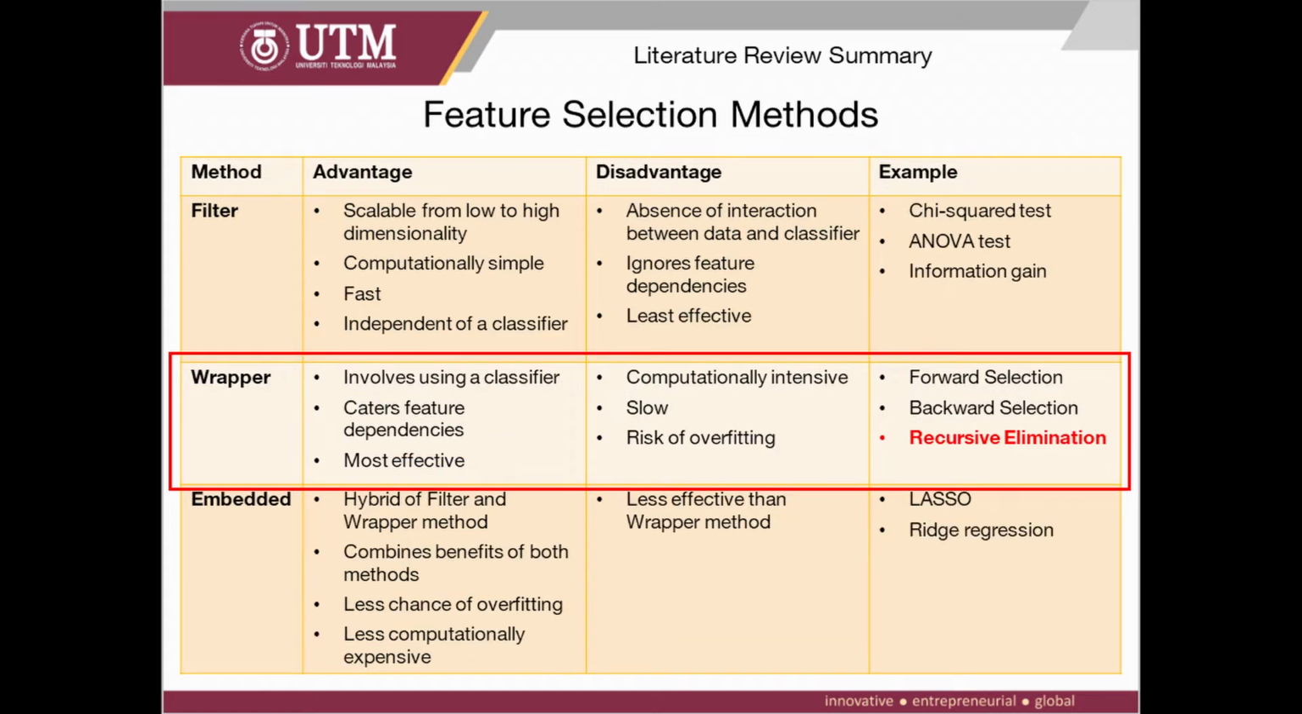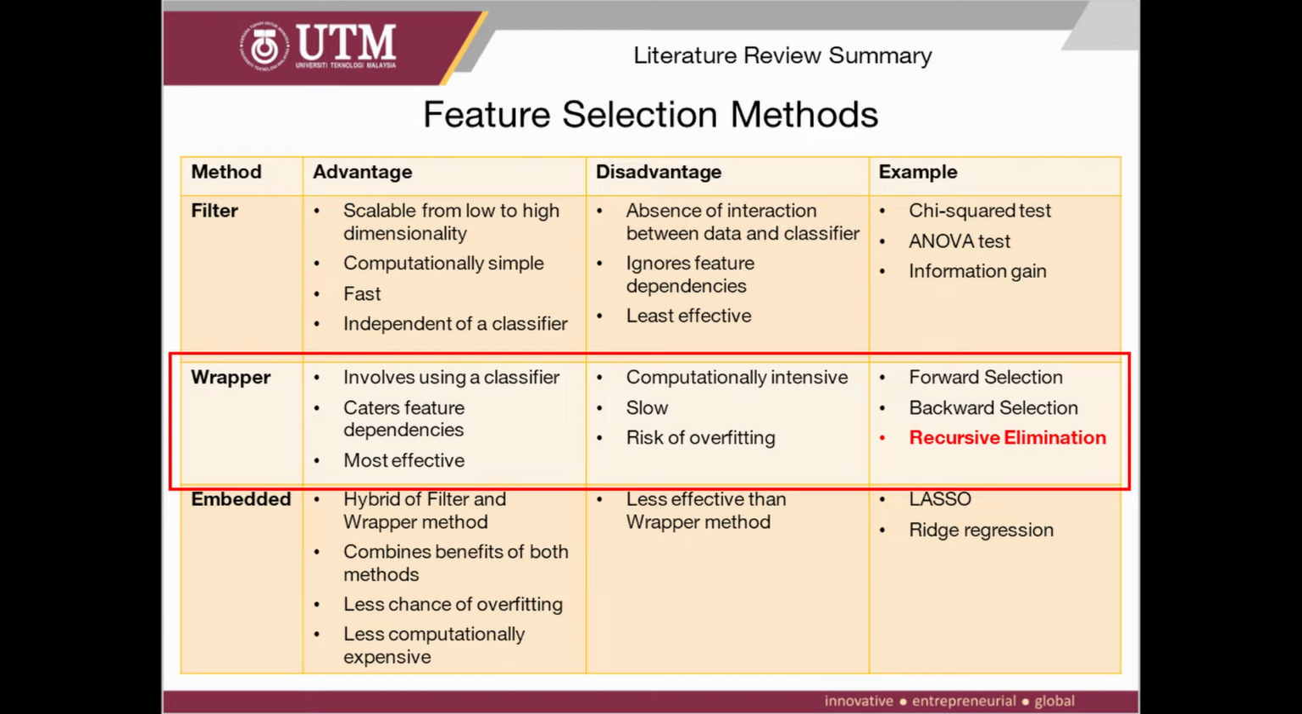For feature selection, there are also 3 methods. The filter method is simple and fast, and it can scale from low to high dimensionality and is independent of a classifier. But due to it being independent of a classifier, it lacks the information related to the interaction between the data and the classifier. This causes the feature dependencies to be ignored and hence it is the least effective method among the 3 methods.